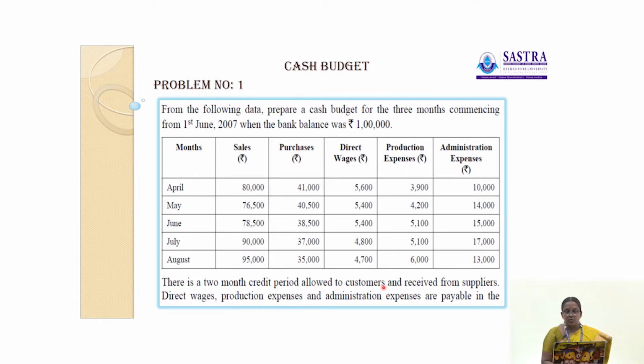There is a 2-month credit period allowed to customers and received from suppliers. Direct wages, production expenses and administration expenses are payable, with a 2-month credit period here. So, a 2-month credit period is allowed to customers and received from suppliers.